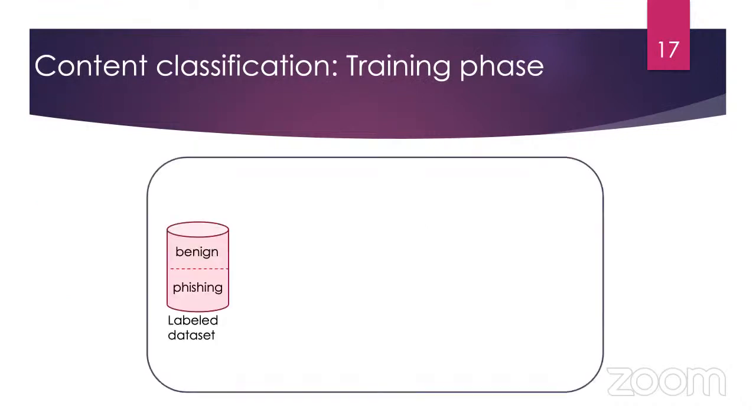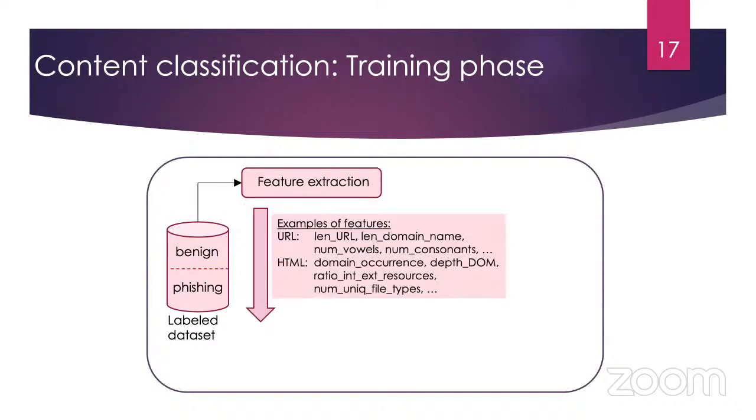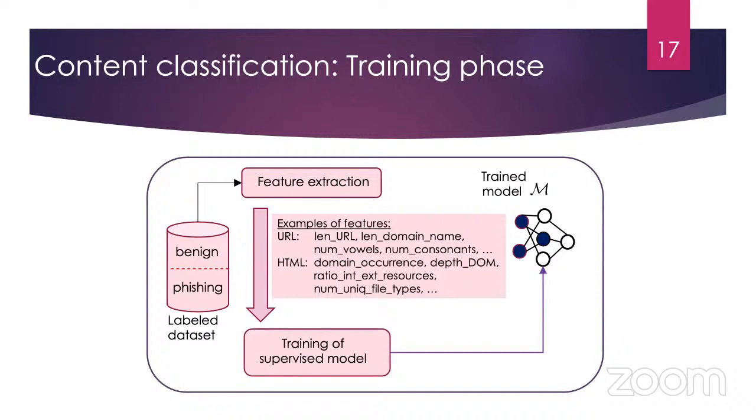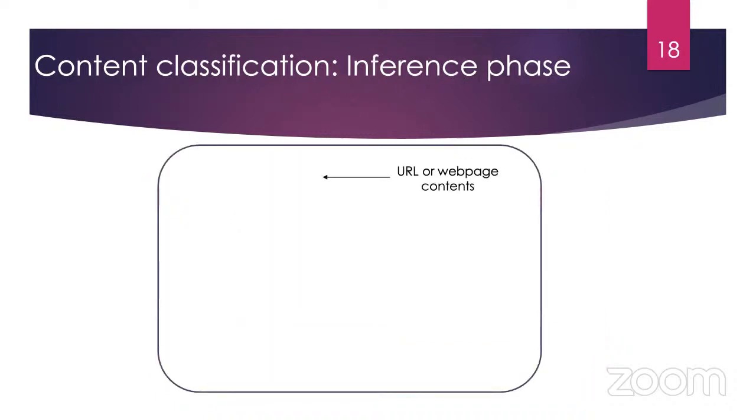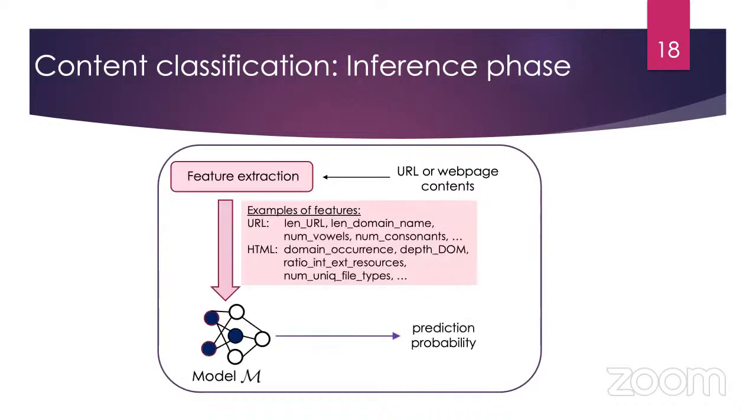Just to visually explain how it works: you have your labeled dataset of benign and phishing data, and you extract the features and build the model. The supervised model is later used for the inference phase. In the inference phase, you get the URL or the web page contents, extract the features again, and run them through the model, and it will give you a prediction probability.